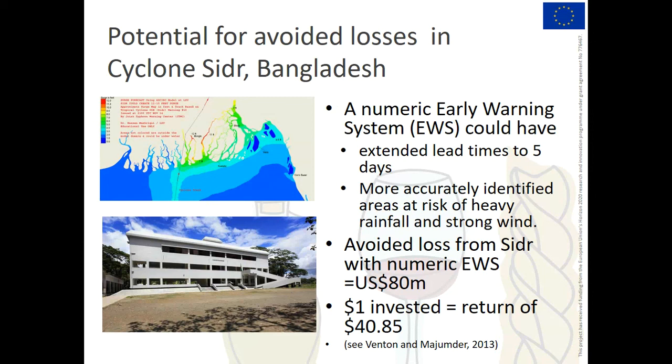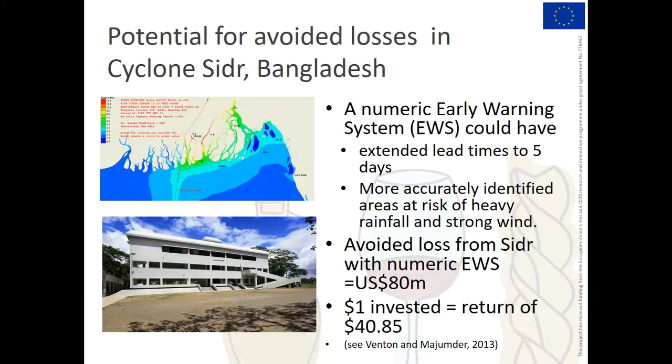So that would have given people much more chance to prepare. And it could have more accurately identified areas at risk of heavy rainfall and strong wind as well. So you know if you're in an area that you really have to leave. And the World Bank estimate that if this system had been in place at the time of Sidr, people could have done early harvesting of some crops and fish and shrimp. They could have moved their household possessions, their agricultural equipment, fishing equipment, livestock, furniture, and so on. And they could have avoided around $80 million worth of damage, and that doesn't include lives lost.